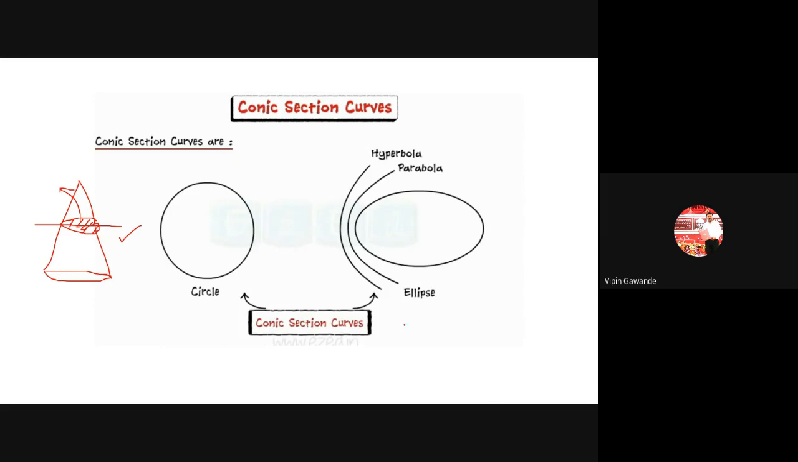So the circle is one type of conic section. What are the other types of conic section? We have the ellipse, the parabola, and the hyperbola. Among these three conic sections, the ellipse is a closed curve. The ellipse is the only closed curve, while the parabola and the hyperbola are open curves. You have to remember this too, as there may be an MCQ question: out of the three conic sections, which is a closed curve? The ellipse is a closed curve. The parabola and hyperbola are open curves.